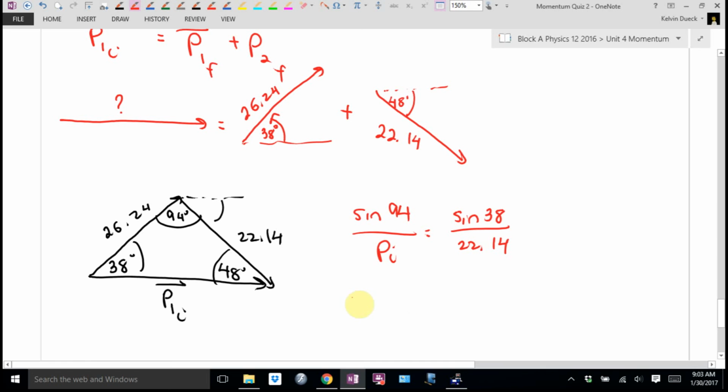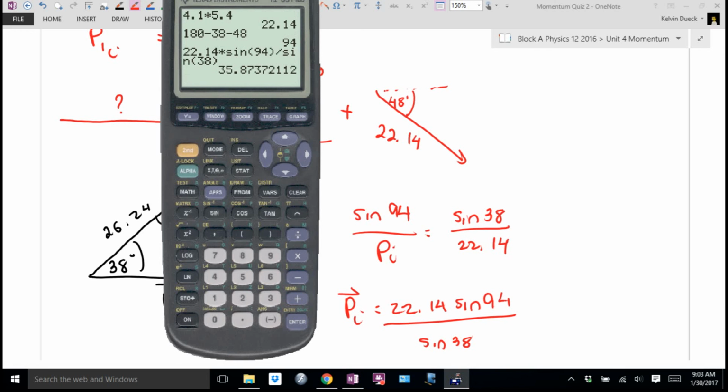I lost some of you. Let's do that. I think the initial momentum is going to be 22.14 times the sine of 94 divided by the sine of 38. You would multiply the p up to the top, divide the sine over, times that over. Do you get 35.8737?